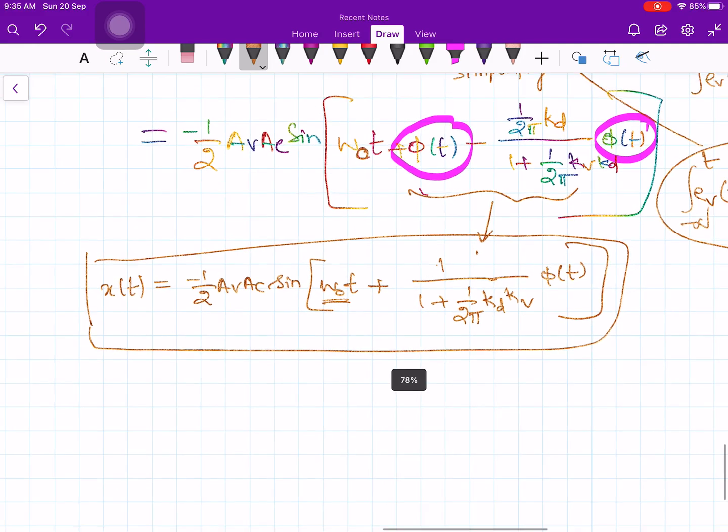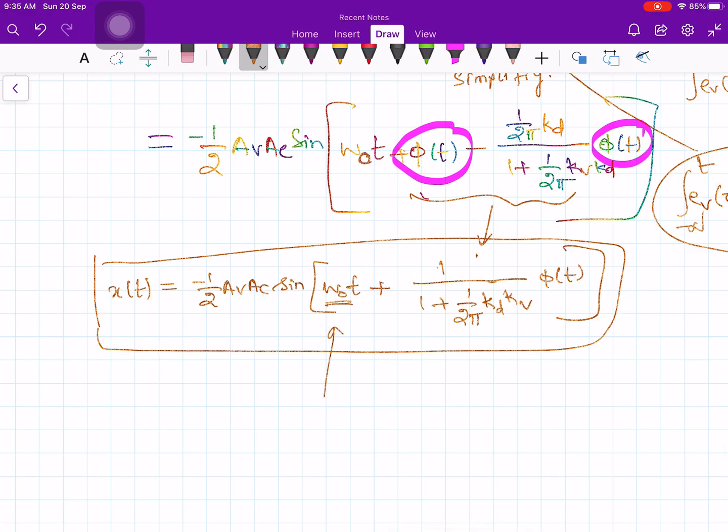Now let us try to look at this equation and get some important points. Okay, now can we gain something? See, now in this case phi of t is multiplied by this guy, 1 by 1 plus 1 by 2 pi times kd kV. Now this is the input signal to your FM discriminator. So the input FM signal was similar, but what is your received signal?